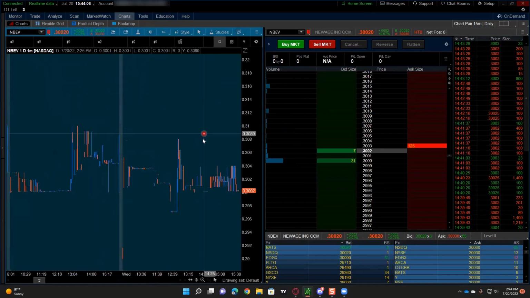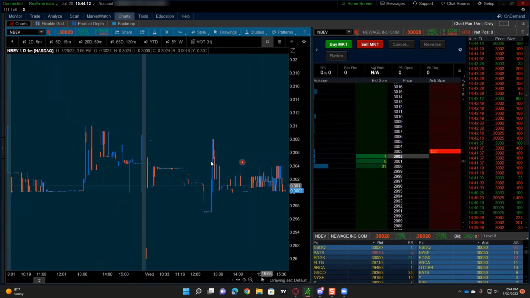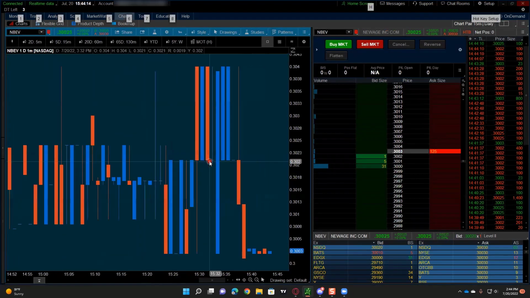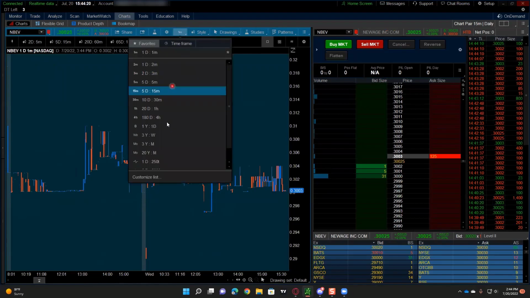How about if we go to a 1-minute chart? Well, that really didn't help us out very much either. This really doesn't offer us much to read, right? So if that isn't going to work, what else do we have? We have a tick chart.